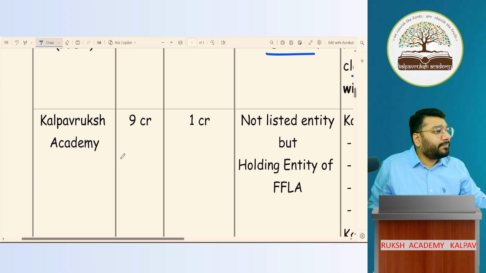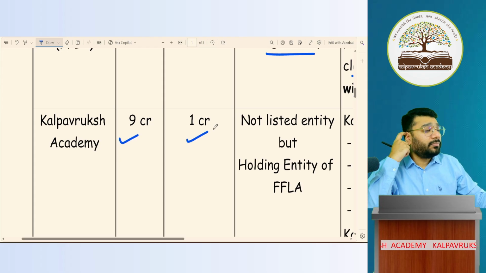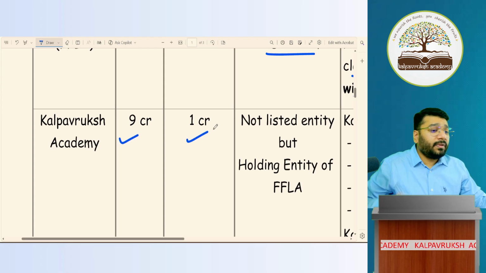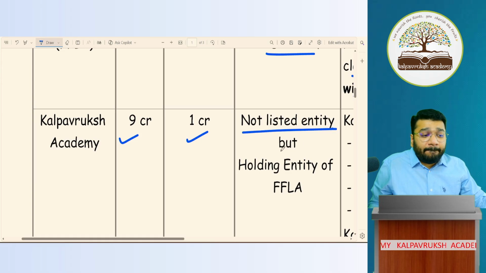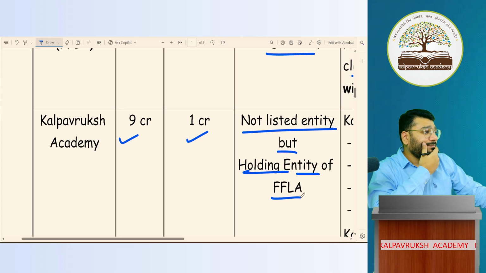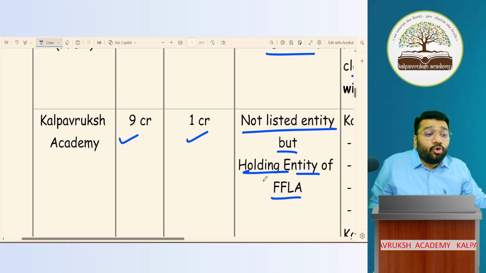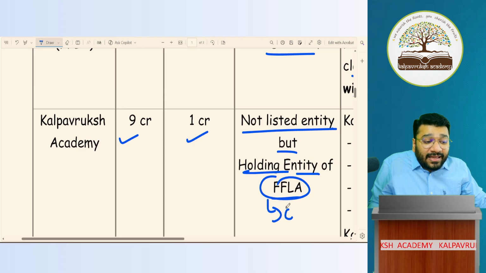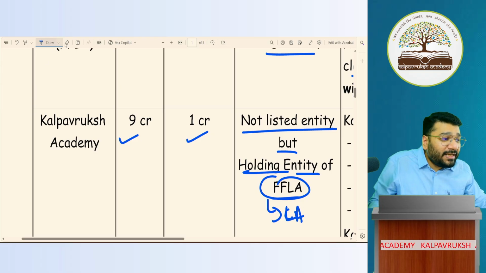CA Prathik Academy. Turnover 9 crore. Borrowing 1 crore. Not a listed entity, but the holding entity of FFLA. Who is FFLA? FFLA is a large entity.